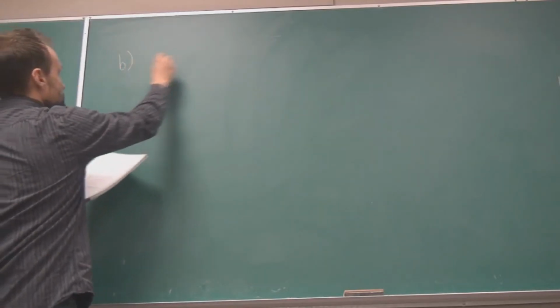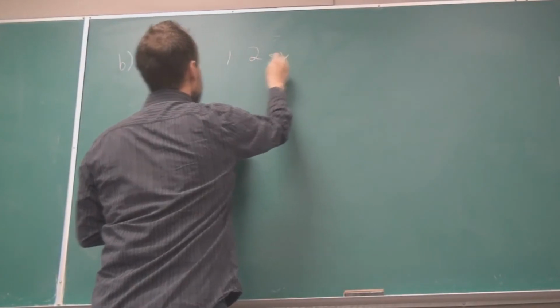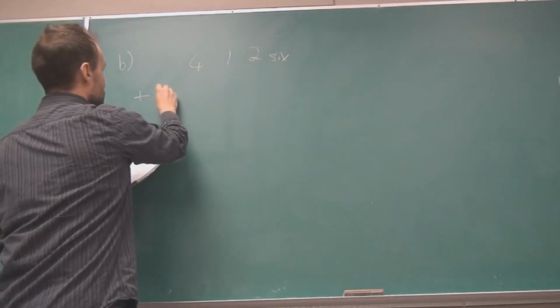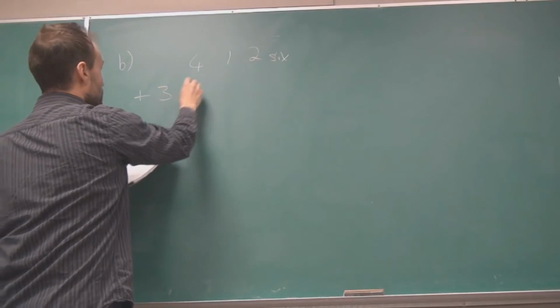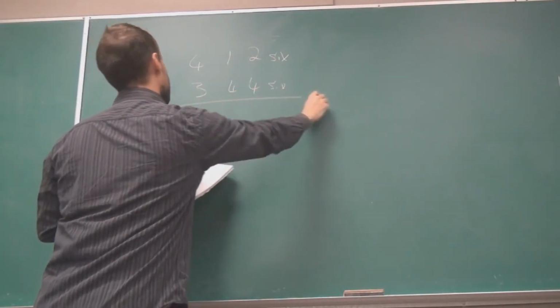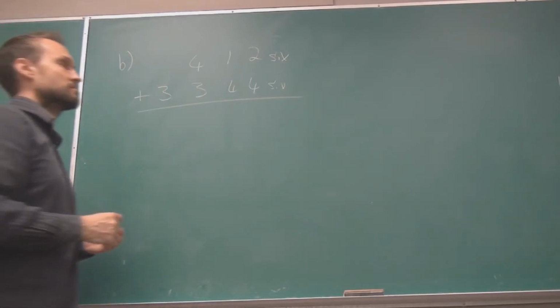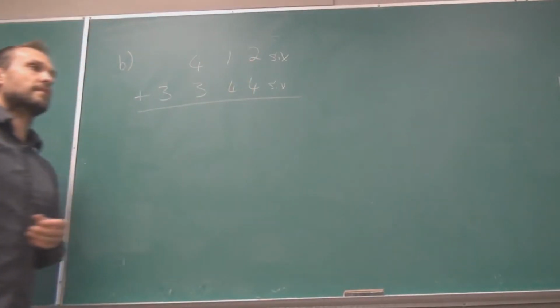B. 4, 1, 2 base 6 plus 3, 3, 4, 4 base 6. Okay, the right to left method is always the same. It's just 6's now that I have to keep in mind. 2 plus 4?